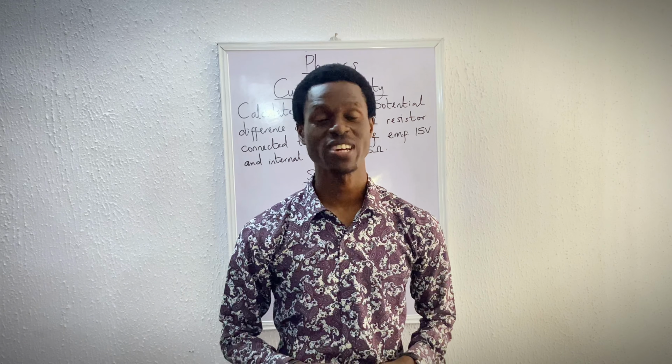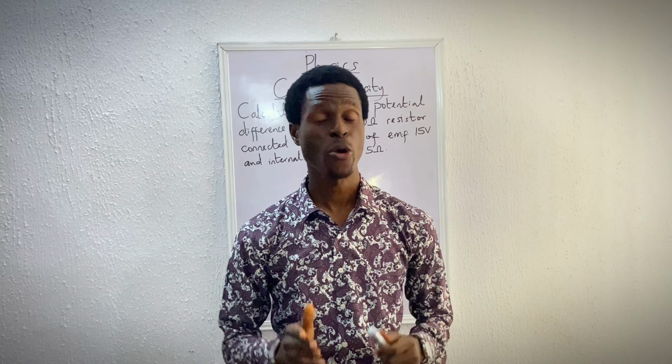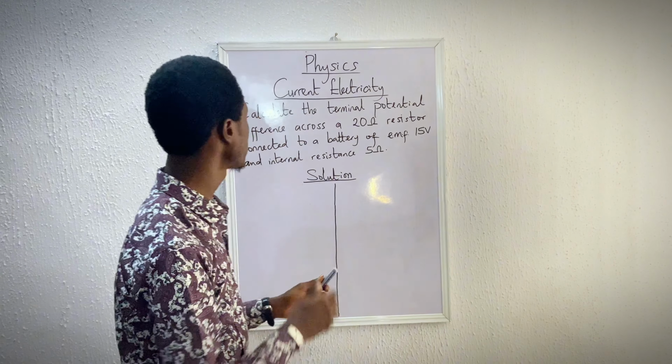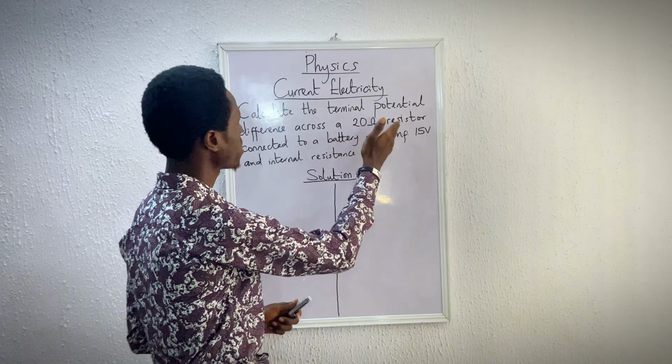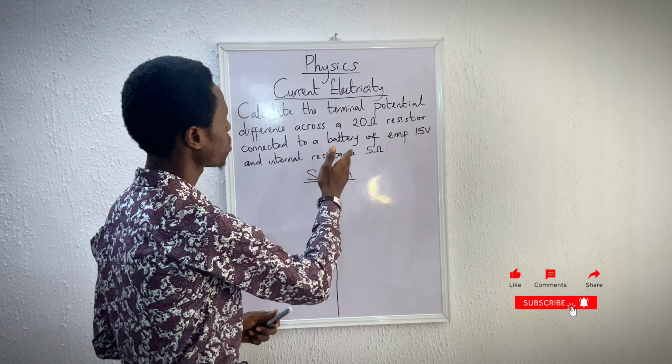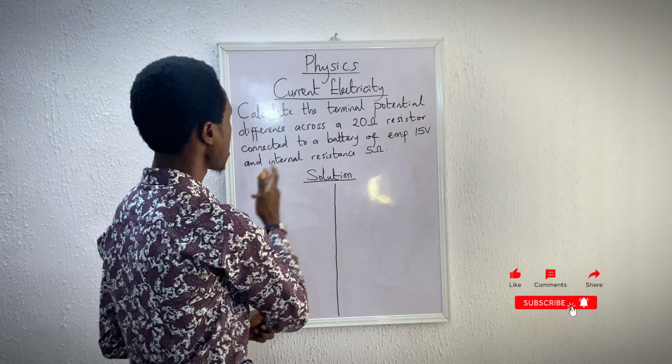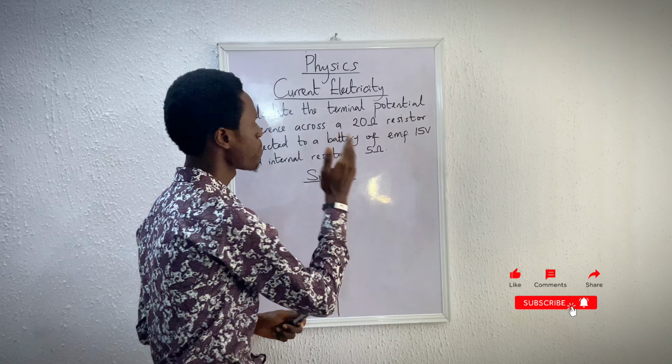In this class, we'll be looking at a question under current electricity. The question says, calculate the terminal potential difference across a 20 ohm resistor connected to a battery of EMF 15 volts and internal resistance 5 ohms.